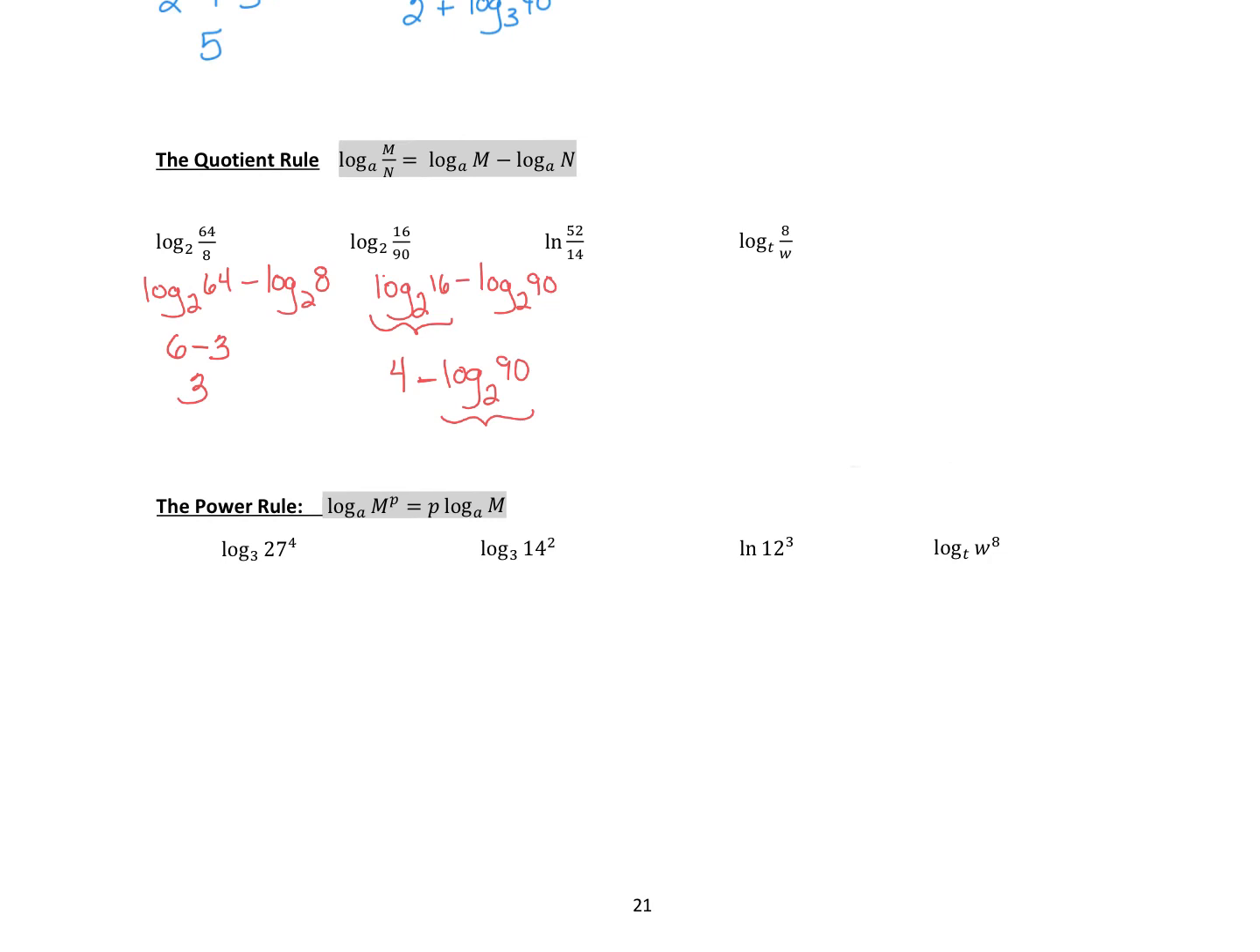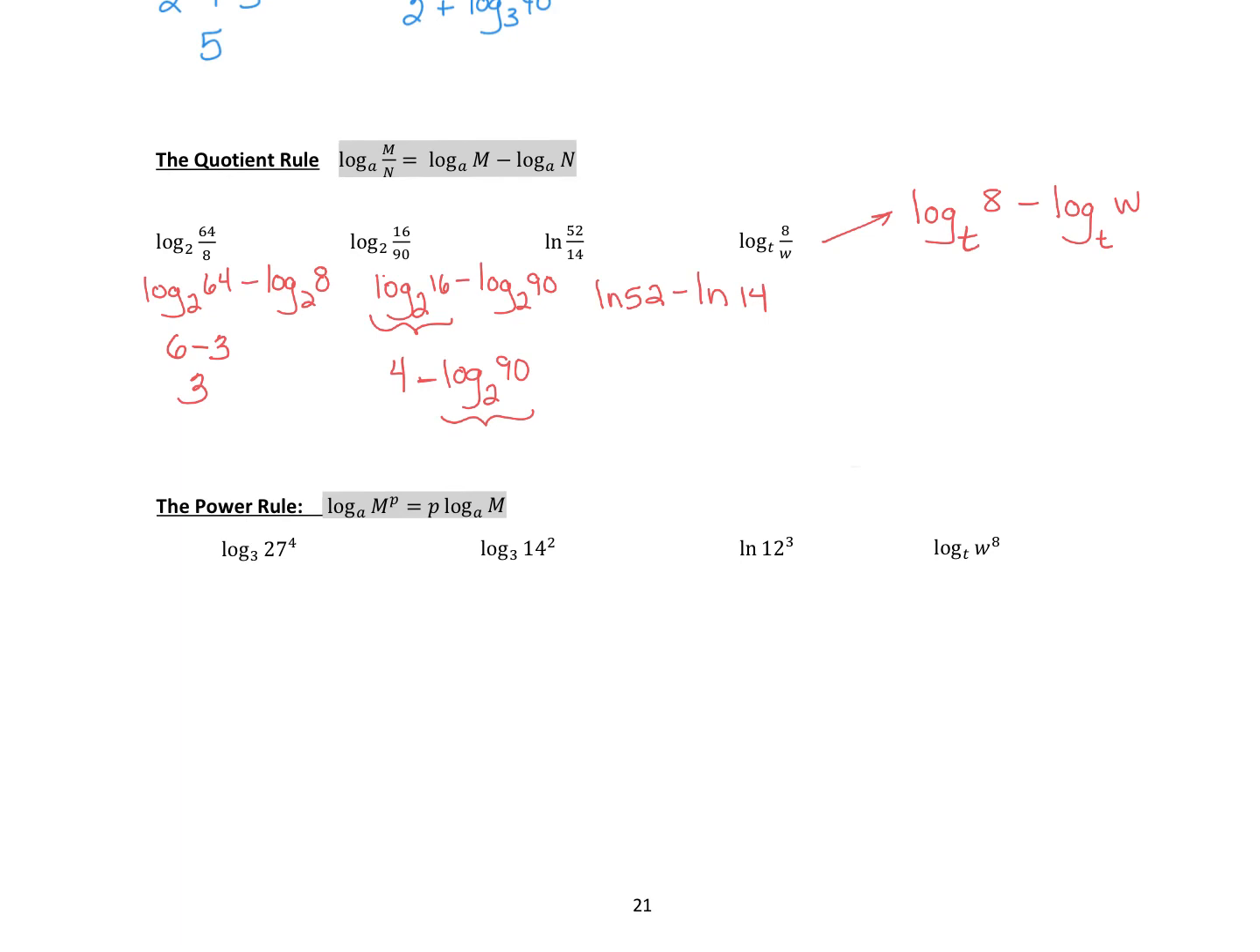The next example, if we break this up as a difference, we'll have the natural log of 52 minus the natural log of 14. And our last example here would be log base t of 8 minus log base t of w.